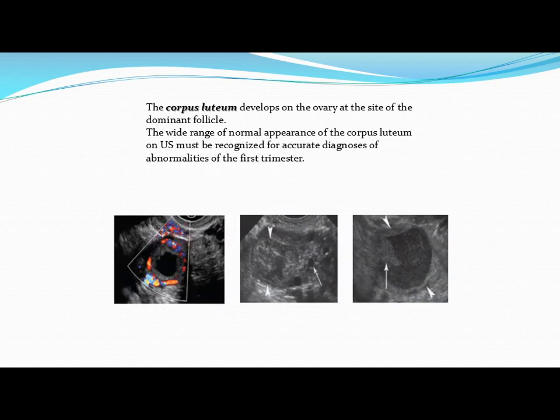The corpus luteum develops on the ovary at the side of the dominant follicle. The wide range of normal appearance of the corpus luteum on ultrasound must be recognized for accurate diagnosis of abnormalities of the first trimester. The first image shows a ring of fire on color Doppler, in the second image the corpus luteum is collapsed, and the third is hemorrhagic, which contains a clot.